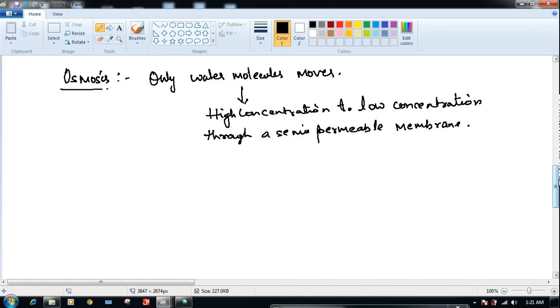first thing, it will happen in the living cell because it requires a semi-permeable membrane. Second thing, it will move from a region of high concentration to the low concentration. Only solvent will move. Okay, so that is valid only for solvent molecules.